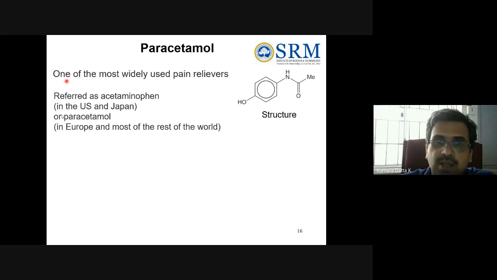Paracetamol is one of the most widely used pain relievers. I don't think anyone in the class is not aware of paracetamol or even aspirin. It is also called acetaminophen. In the US and Japan, paracetamol is called acetaminophen, but in the rest of the world, along with European countries, it is called paracetamol. If you ask for paracetamol in the US or Japan, it is more commonly referred to as acetaminophen.